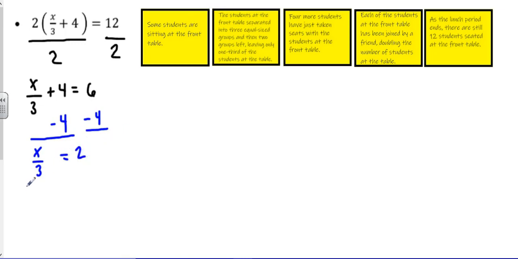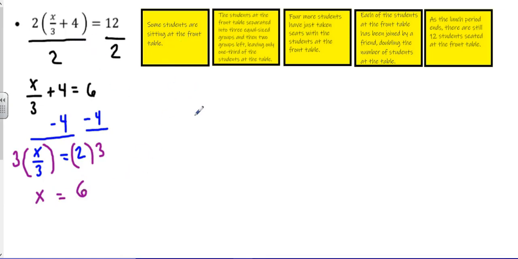And then my last step here, so I'm going to multiply by 3. So I'm going to use parentheses and put a 3 for multiplication. Parentheses around this one, put a 3 for multiplication. That leaves me with x over here on the left and 6, 2 times 3 being 6. So there are 6 students at the front of the table.